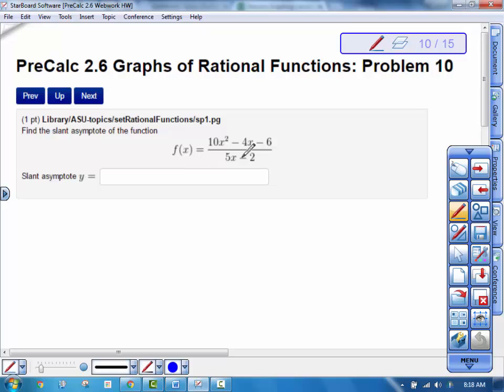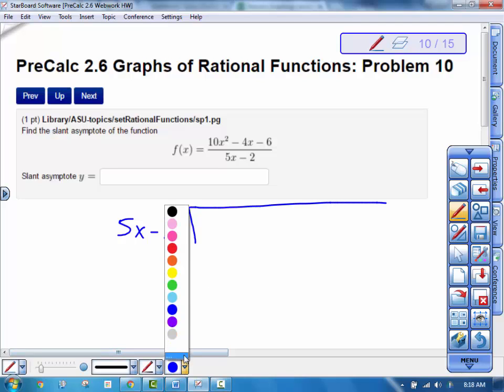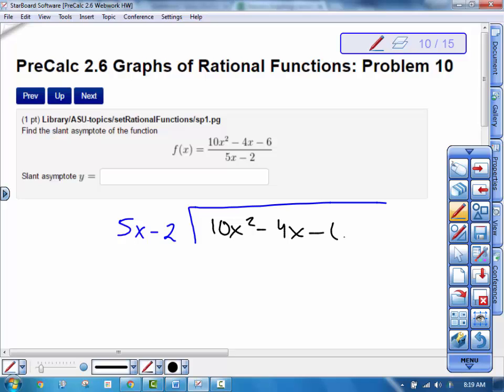So let's do one where we actually find the slant asymptote. So what we need to do is do the long division. You could actually do synthetic division in this case because it's a linear factor, but long division is something we probably need to practice a little bit. So this is 10x squared minus 4x minus 6. So what do we put up here to multiply by 5x to get 10x squared? That'd be 2x. 2x times 5x is 10x squared. 2x times negative 2 is a negative 4x. And when you subtract, you get no remainder. Or nothing there. So drop the negative 6.